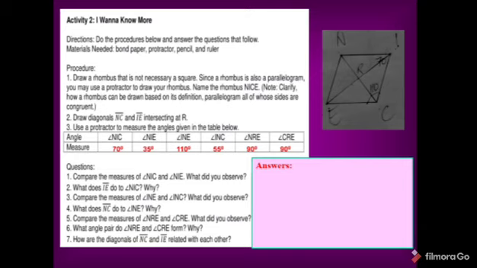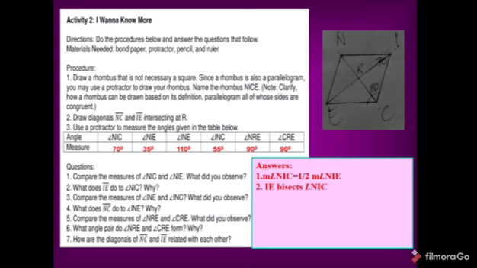Number 1. Compare the measure of angle NIC and angle NIE. What did you observe? Yes, the measure of angle NIE is equal to 1/2 of the measure of angle NIC. You're correct. What does IE do to angle NIC? And why? Well, of course, segment IE bisects angle NIC.